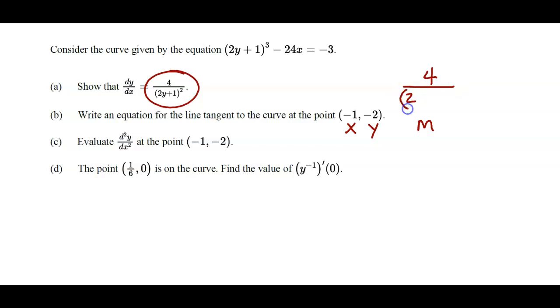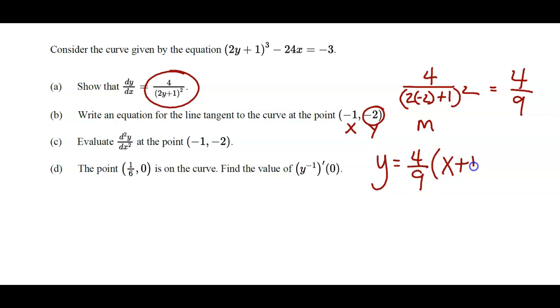In this case, my derivative only can have a y plugged into it because there's no x's. So my y value is -2, so I'm going to go ahead and put that in there. And that ends up being 4/9. So my tangent line would be y equals 4/9 x plus 1 minus 2.